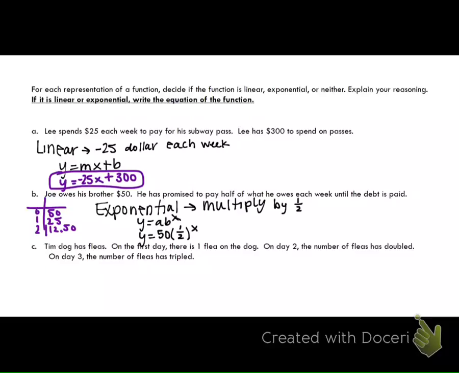Has fleas. On the first day, there is 1 flea on the dog. On day 2, the number of fleas has doubled. On day 3, the number of fleas has tripled. Is that linear, exponential, or neither? Be careful, guys. On day 1, Tim Dog has 1 flea. On day 2, Tim Dog doubles the amount of fleas, so we'd have 2. On day 3, Tim Dog triples it, so we'd have 6. Is that multiplying by the same amount each time? No, it's neither. I was talking to Devin. He said exponential, because of the word triple. Good job, Devin.